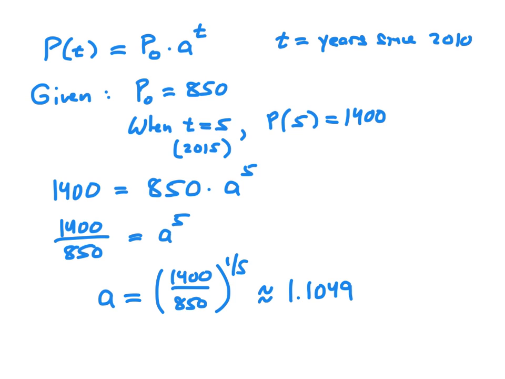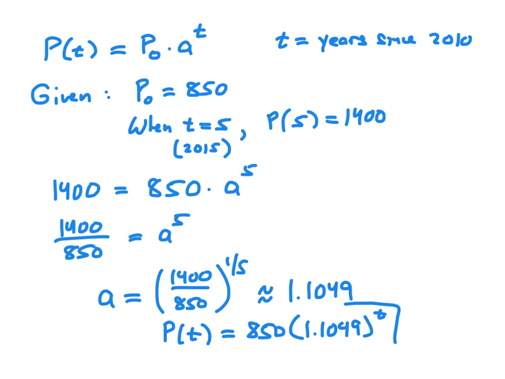And so the model that we're going to use in this example is p of t equals 850 times 1.1049 raised to the t power. So this is the model that we'll use to answer both of our questions.